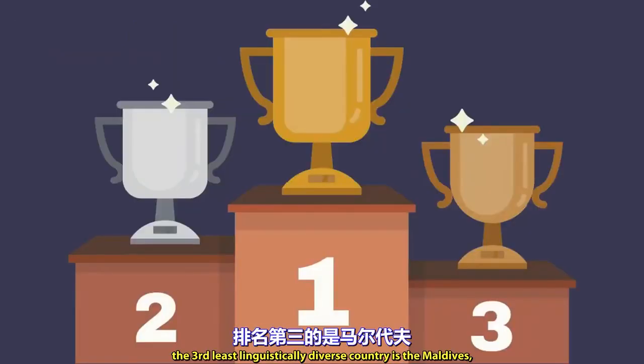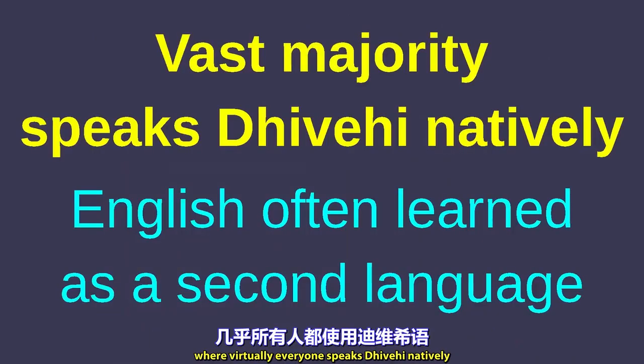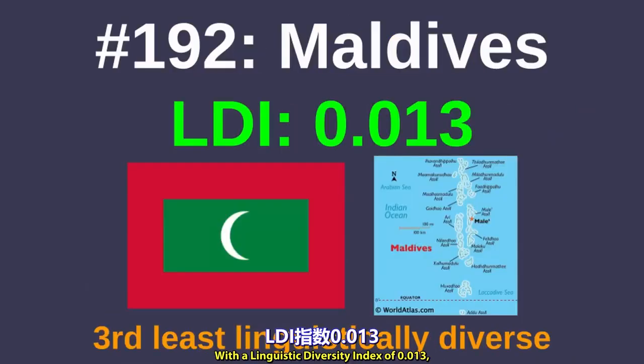Reaching the podium, the 3rd least linguistically diverse country is the Maldives, where virtually everyone speaks Dhivehi natively, and many learn English as a second language. With a linguistic diversity index of 0.013, it is the least linguistically diverse in Asia.